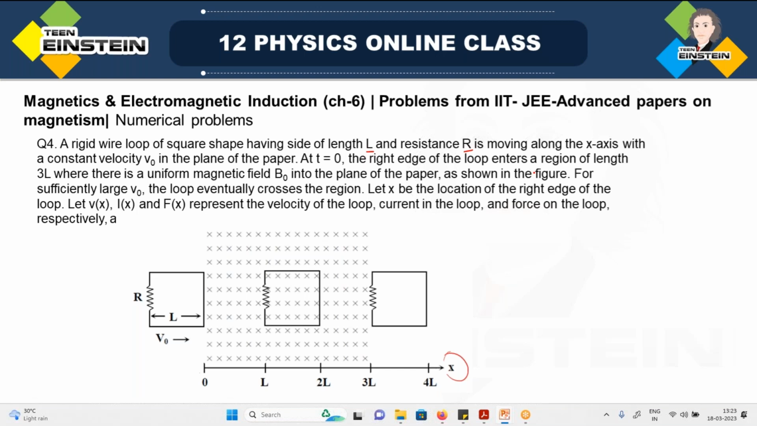So the magnetic field is into the plane of the paper and it is a constant value, that is B0. For a sufficiently large value of V naught, the loop eventually crosses the region at x = b, the location of the right edge of the loop.